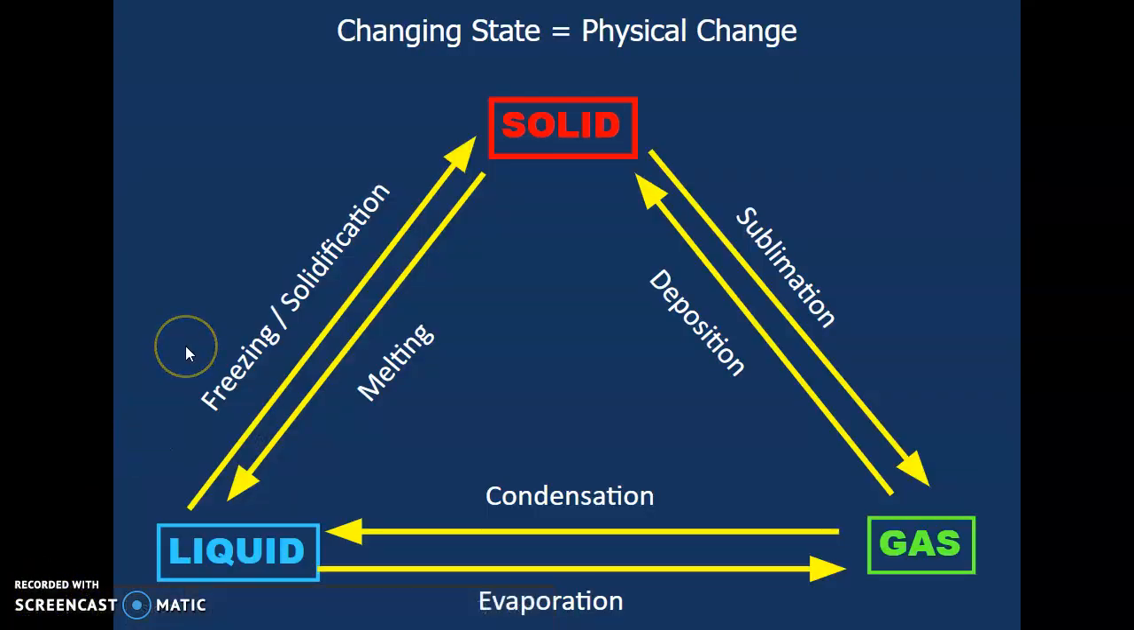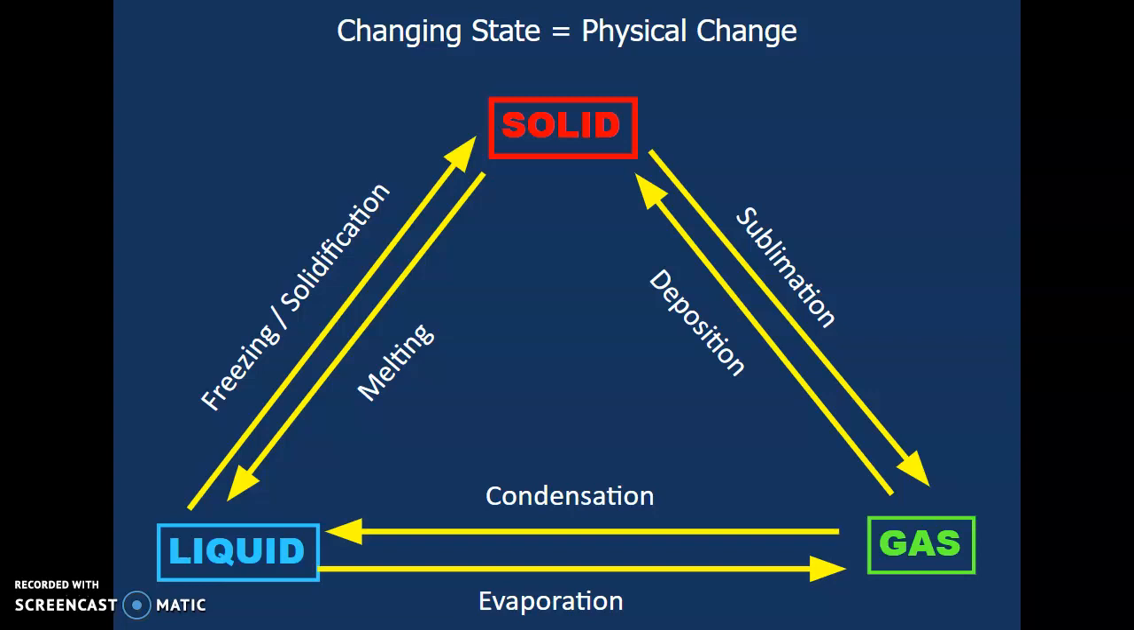Okay, so probably one of the most common examples of physical changes is the changes of state of solid to liquid to gas. Now, ones that you're probably most familiar with are going from freezing or solidification, that's going from a liquid to a solid. Going from a solid to a liquid would be melting. Going from a liquid to gas would be evaporation. And then going from gas to a liquid would be condensation.